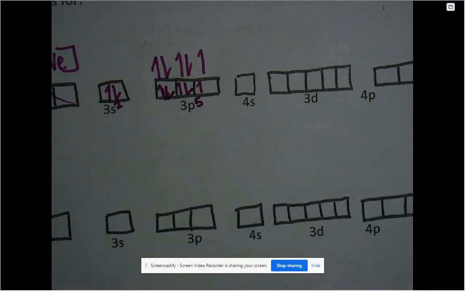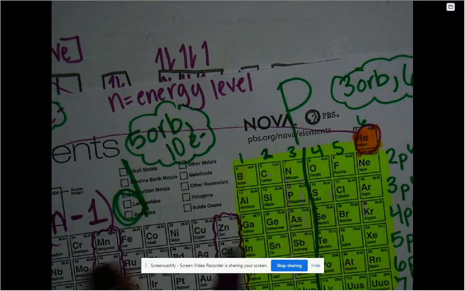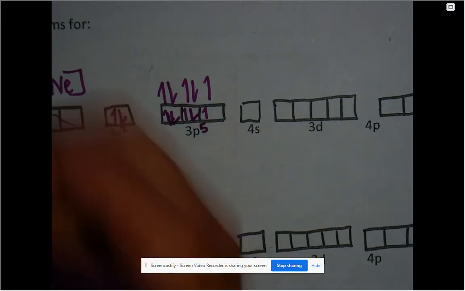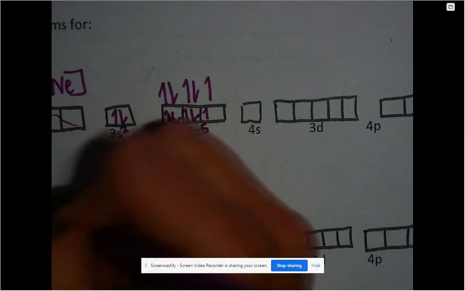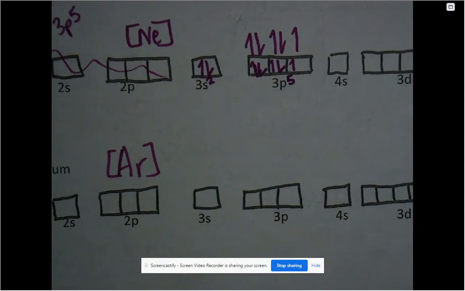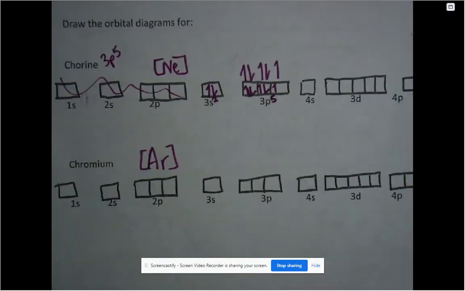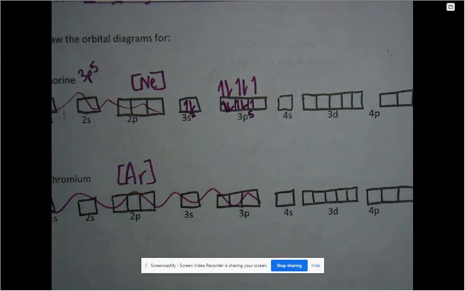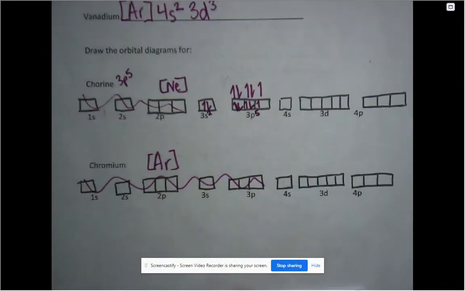Okay. All right. Chromium. So for chromium, I said that that's where things kind of get a little interesting because it's the halfway point. Or it's right before the halfway point. So what we're going to do is we're going to also do this one, noble gas. I hope that's okay. We're going to jump back one. We're going to use argon in brackets, which will get us to, what does argon get us to? 3p6. Good. So we got all the way through it, and then we're going to continue on.